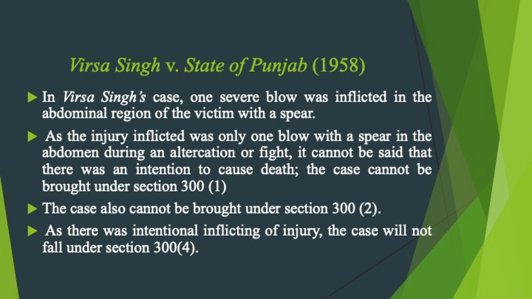In Mirza Singh's case, one severe blow was inflicted in the abdominal region of the victim with a spear. It was thrust into the abdomen and the victim died because of the injury inflicted by the accused. In order to bring the case under section 301, intention to cause death has to be shown. As the injury inflicted was only one blow with a spear in the abdomen during an altercation or fight, it cannot be said that there was an intention to cause death. The case also cannot be brought under section 302. As there was intentional inflicting of injury, the case will not fall under section 304.